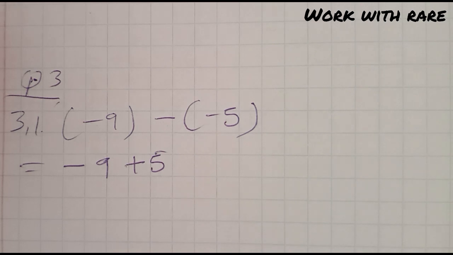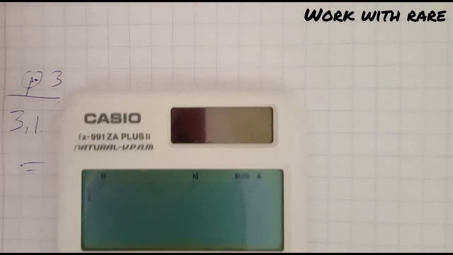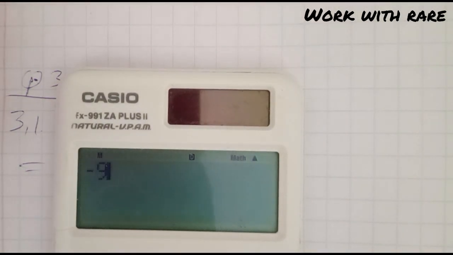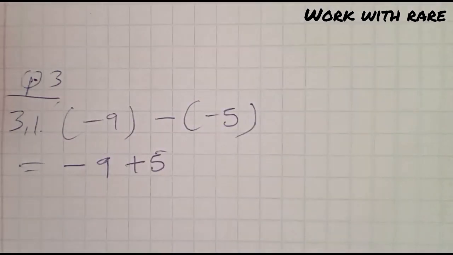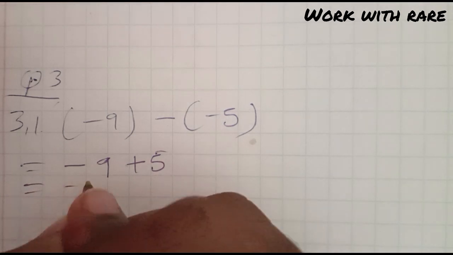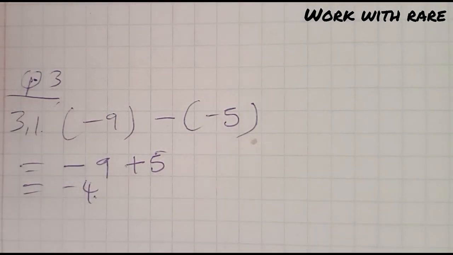After this step you'll say negative 9 plus 5, how much? Negative 4. So our answer is negative 4. In this case I showed my calculation and it's 2 marks, which means you'll get a mark here and a mark for your final answer. Okay, so let's move on.